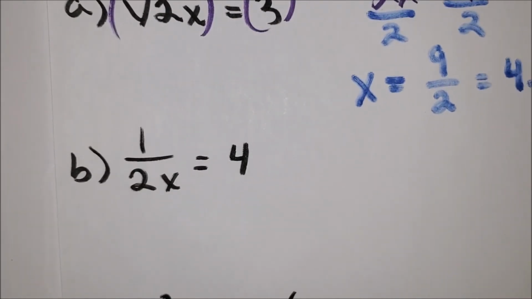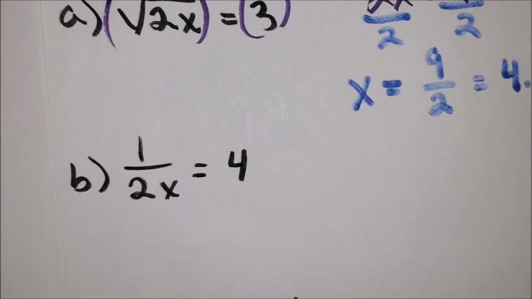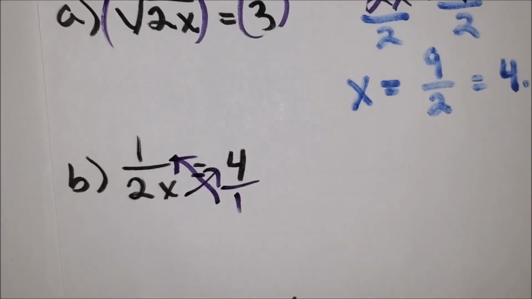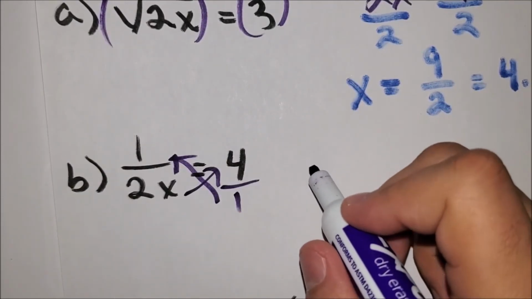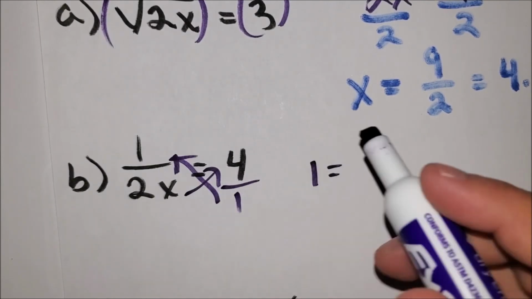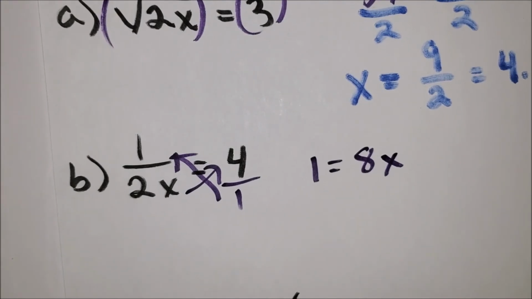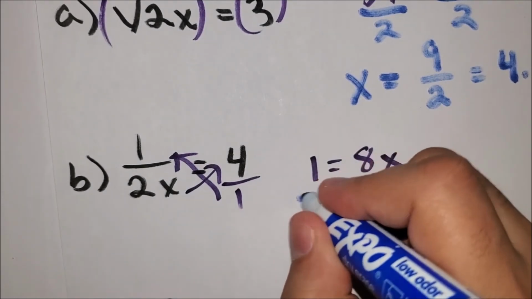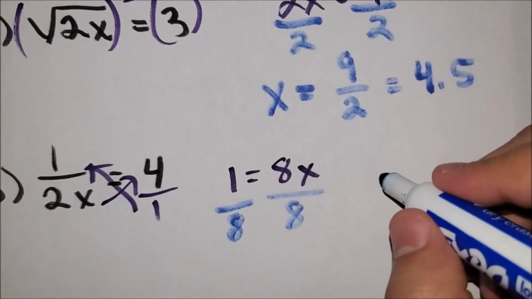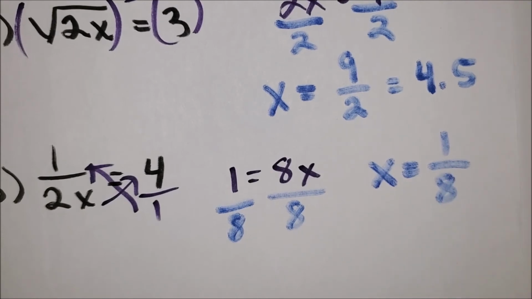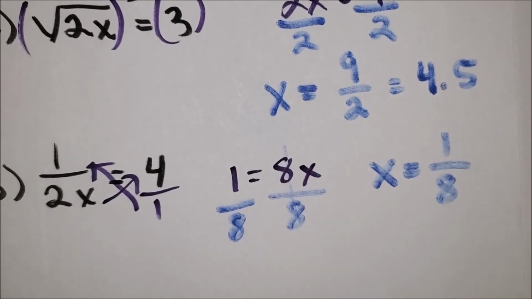Here I've done something similar. We have 1 over 2x equals 4. So let's go ahead and cross multiply. And so we've got 1 equals, and then 2x times 4 gives us 8x. Then we're going to divide out our 8 from both sides. And this tells us that x equals 1 over 8, because these 8's cancel.